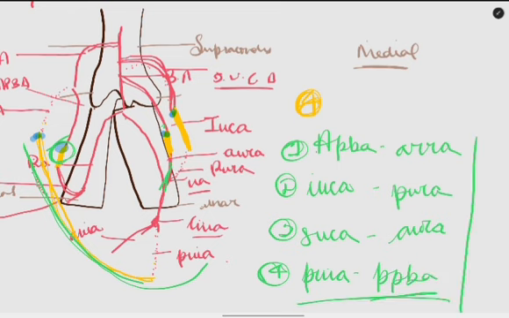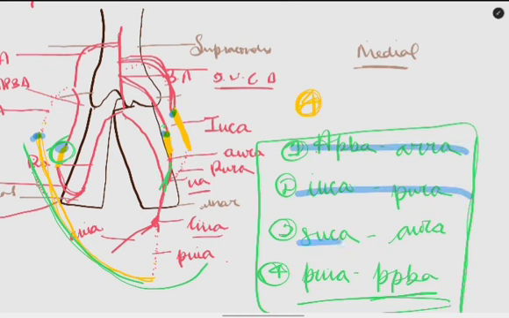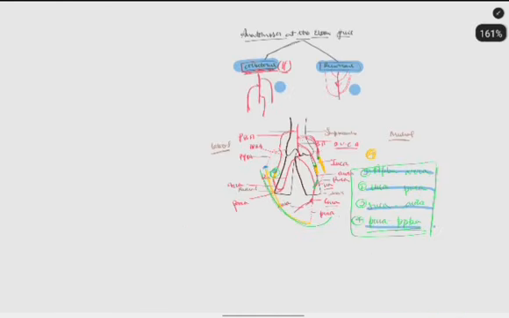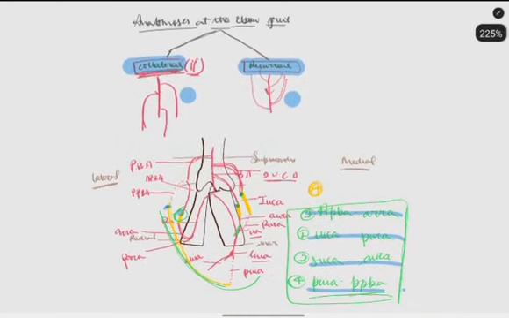Okay, this is a box that you must remember. This is going to be very important. So this is the anastomosis around the elbow joint.